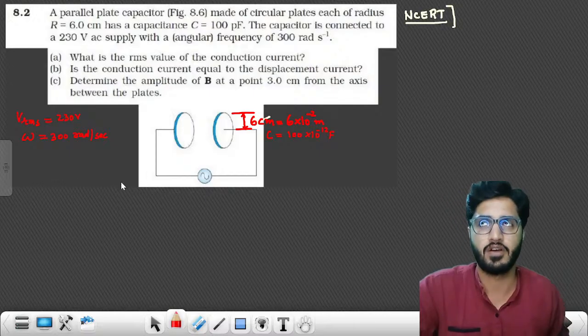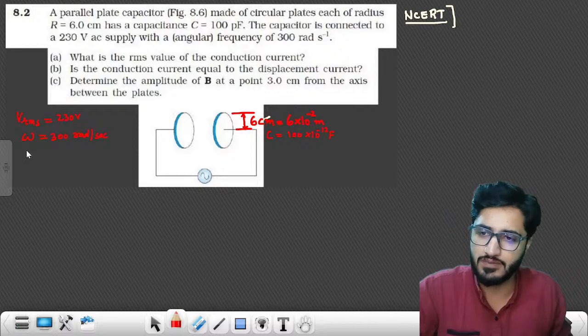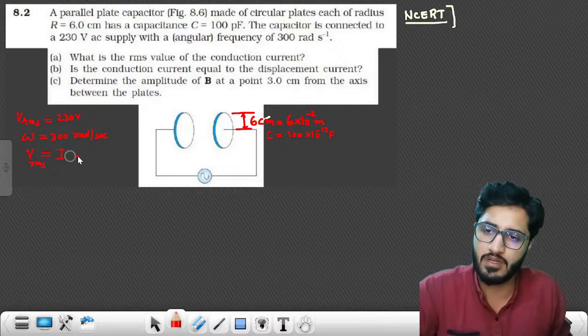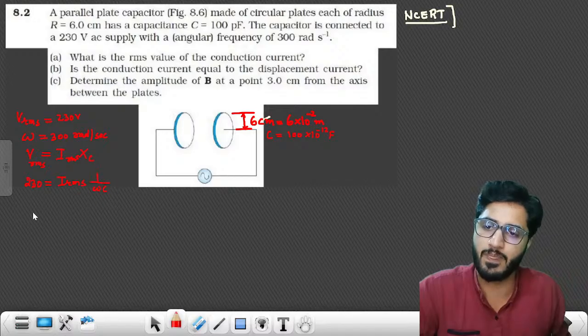I guess we can use Ohm's law, that is V equals IR, that is VRMS equals IRMS times XC. VRMS is 230. IRMS, I need to calculate. XC is 1 divided by omega times C. So IRMS is equal to 230 times omega. Omega is how much? It is 300. C is 100 times 10 to power minus 12.